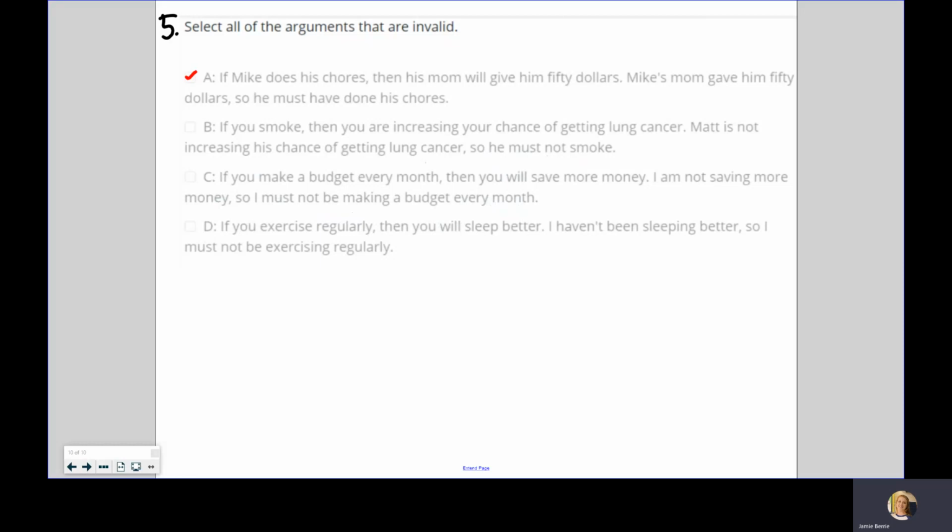The last one: if you exercise regularly, then you will sleep better. I haven't been sleeping better, so I must not be exercising regularly. One of the ways you can sleep better is to exercise regularly. That's the assumption. If you haven't been sleeping better, that must indicate that you have not been exercising regularly. So that would be a valid argument. So these three down here are valid. This is the only one that's invalid.